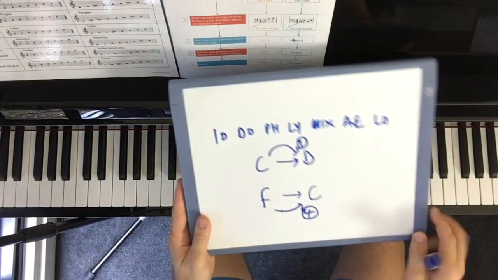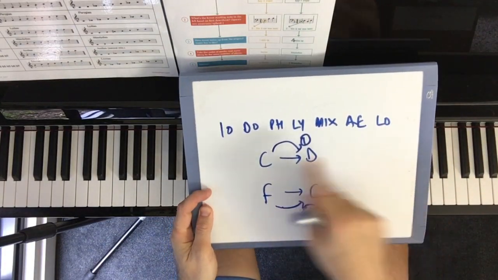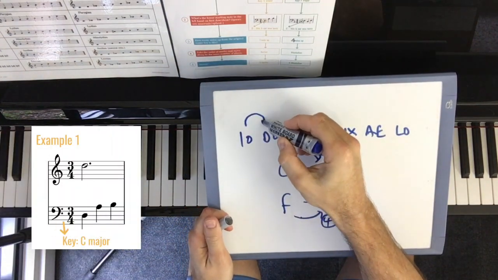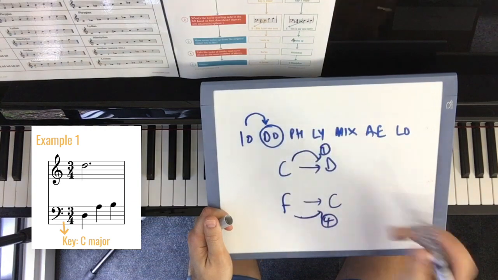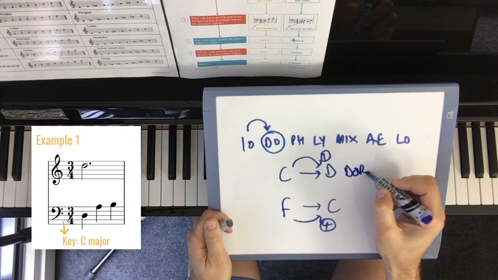Now, step number 4 is just relating the number of places that you've moved here with the order of modes that I mentioned right at the start. So in the first one, we've moved up just 1 place. So the key of the first piece that I played is now D Dorian.